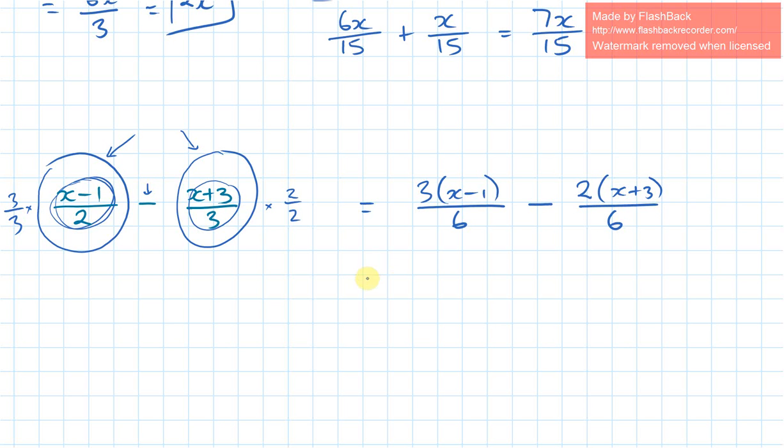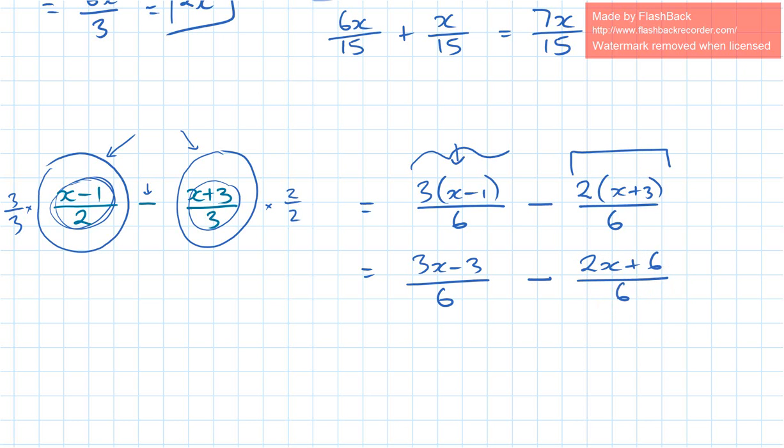Okay, so now what I'm going to do is the expanding. So I want to expand this part first. Okay, so 3 times x minus 1. So I'll get 3x minus 3 over 6 minus, and then do this expanding here, that expanding there. So 2x plus 6 over 6.